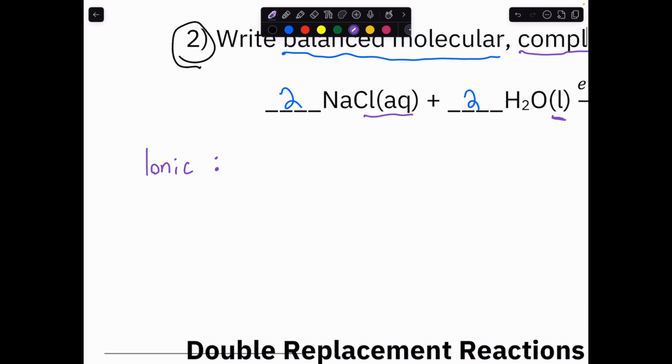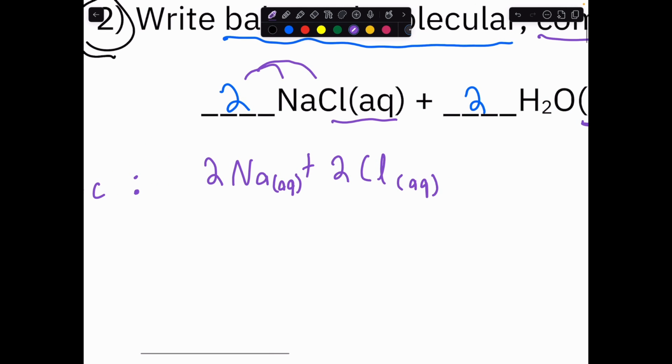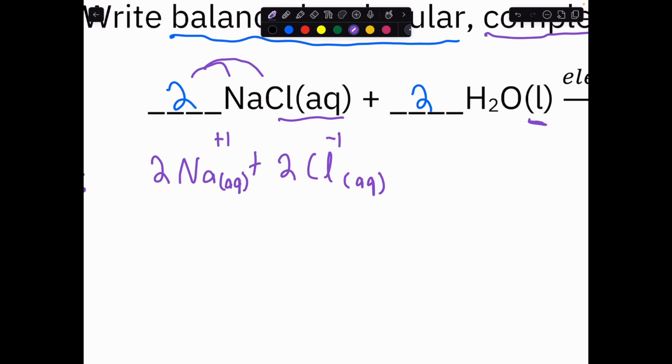And how we would do that is we would take 2 sodium. Sorry, excuse my dog. He decided to leave. And we also know that we have 2 chlorine right here, and that's because this 2 transfers over, like I said before. What I'm actually going to do is add in our aqueous. We know that these are both aqueous. And we also know that sodium has a positive 1 charge and that chlorine has a negative 1 charge. And that's why when we have sodium chloride together, it's a 0 charge overall.